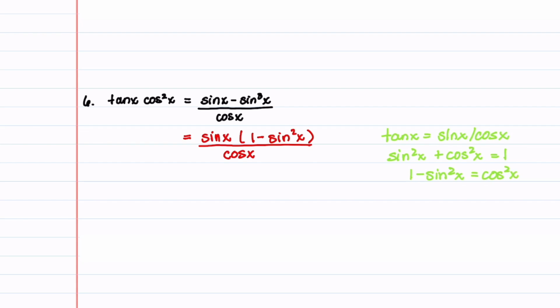Let's put both of these in. We get sine x over cosine x is tangent x. And then 1 minus sine squared x is cosine squared x. And we can see that our left-hand side matches up now with our right-hand side.